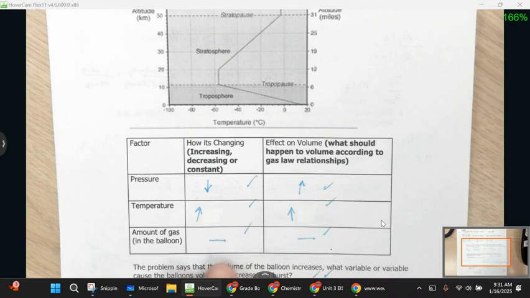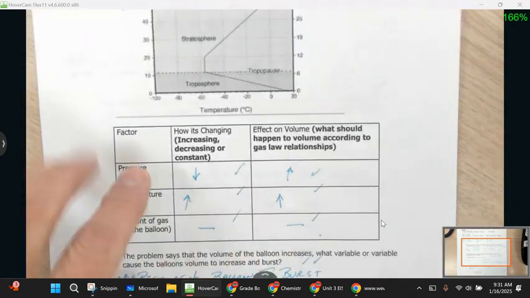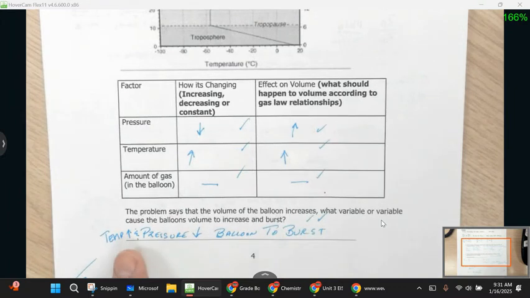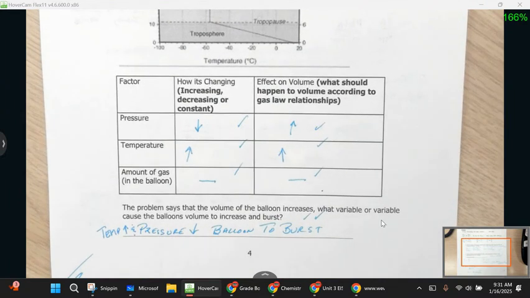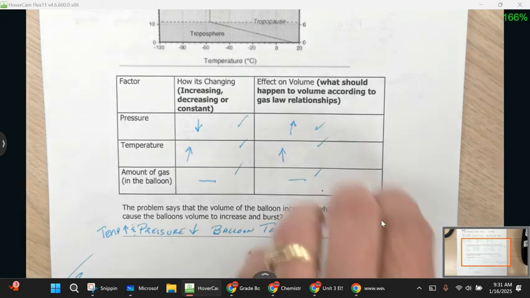Questions? So you got 1 point for each of these arrows, and 2 points for telling me the temp going up and the pressure going down will cause the balloon to burst. Questions?